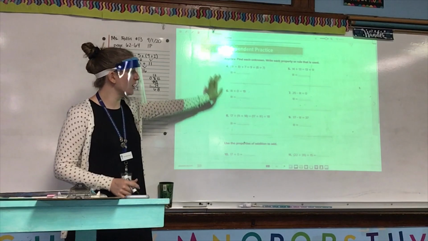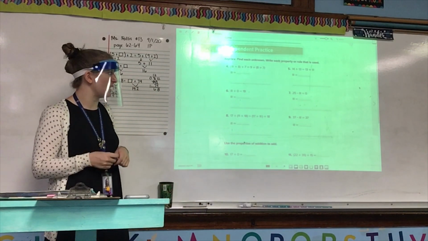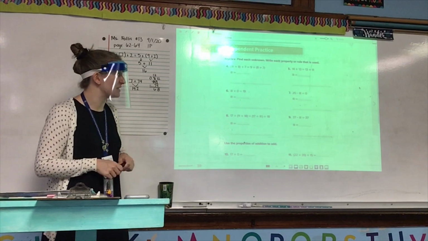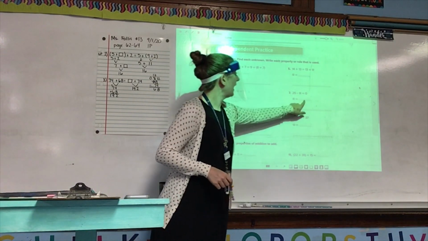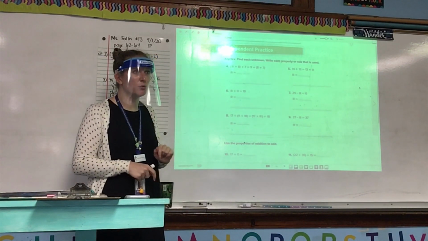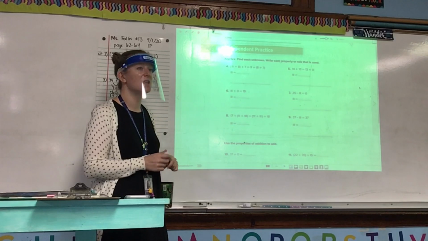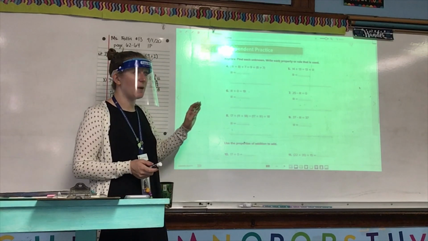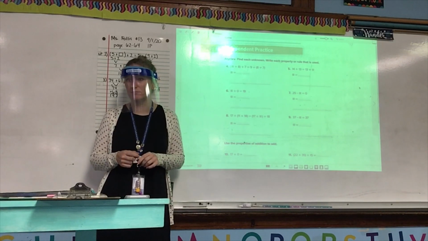For numbers 4 through 9, you're doing the same thing that you did on the guided practice. You're finding the unknown and then saying which property or rule is used. So use those key concept boxes. Remember, if it's a property, it has to be what operation? What operation has properties?